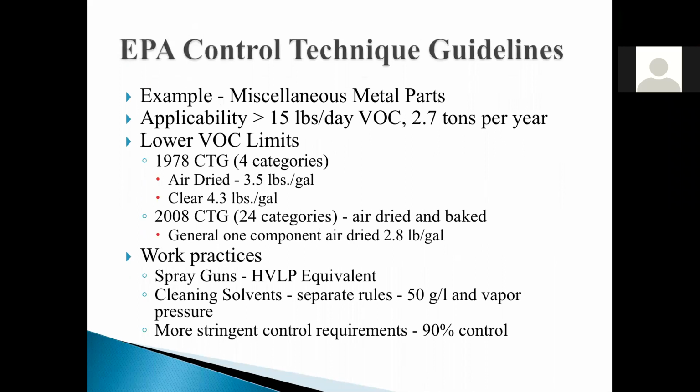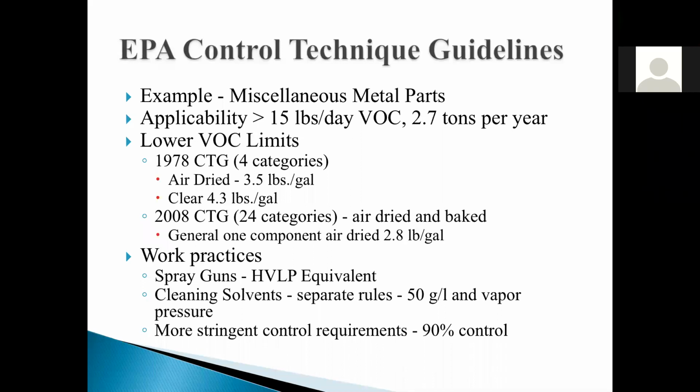And just a little bit more background. In this slide, here's an example of miscellaneous metal parts. The applicability is essentially for a facility that uses more than 15 pounds per day of VOC, or 2.7 tons per year. If that facility meets that criteria, it would be subject to the rules. Facilities smaller than that would likely not be subject to the VOC limits in a state if they're following the EPA Control Technique Guideline.